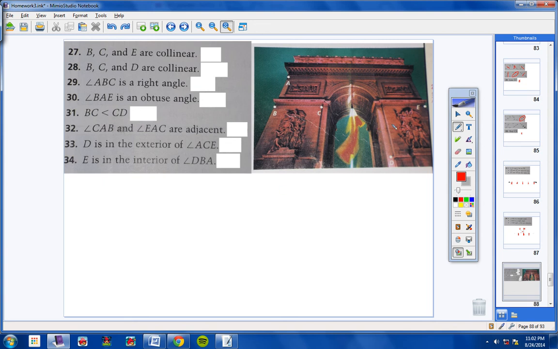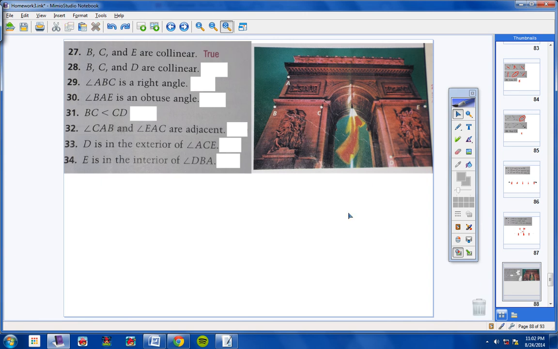Okay, number 27. B, C, and E are collinear. Well, let's see. B, C, and E. We get some green here. Here's B, here's C, and here's E. Yes, if you extended a line straight across, those points are totally even on the figure. So yes, they would be collinear.